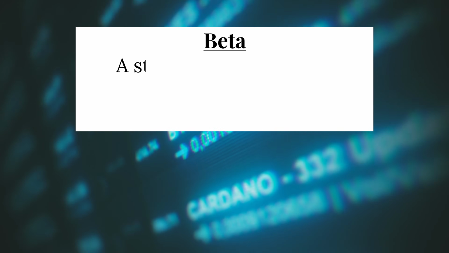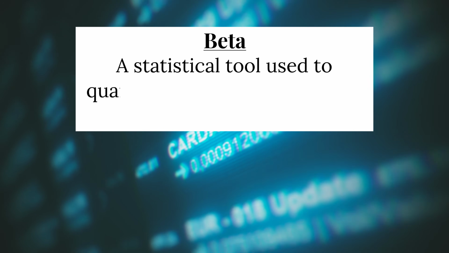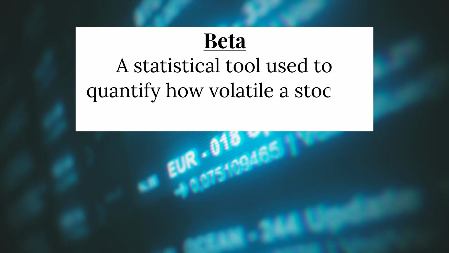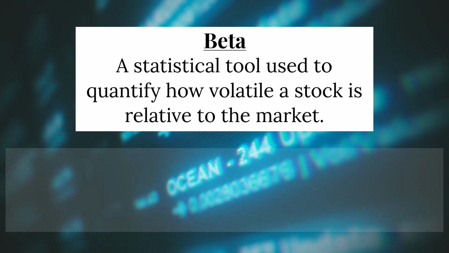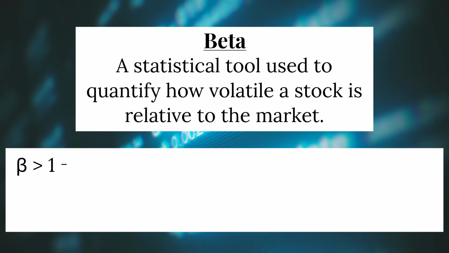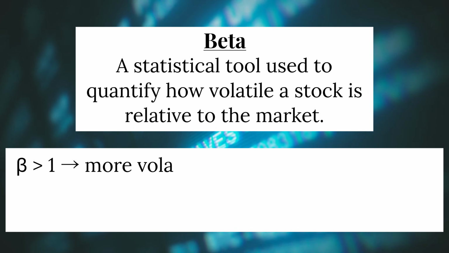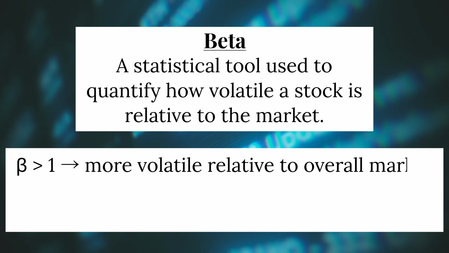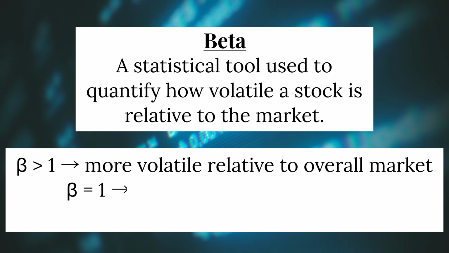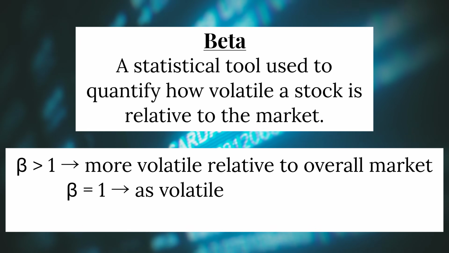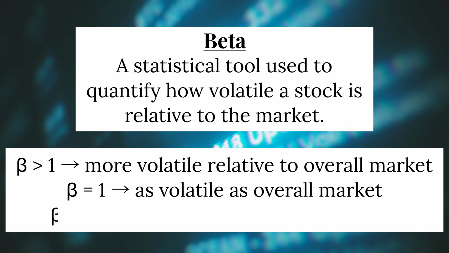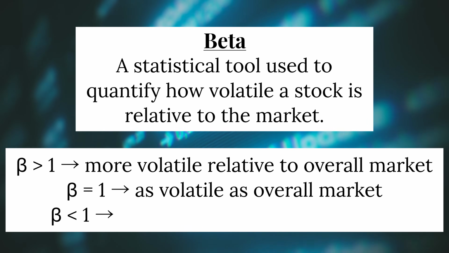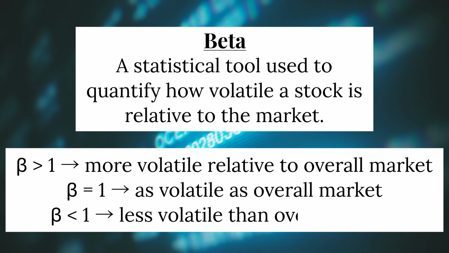The beta is a statistical tool used to quantify how volatile a stock is relative to the market. A beta of greater than 1 means that the stock is more volatile relative to the overall market. A beta of 1 means that the stock is as volatile as the rest of the market, while a beta of less than 1 means that the stock is less volatile than the overall market.